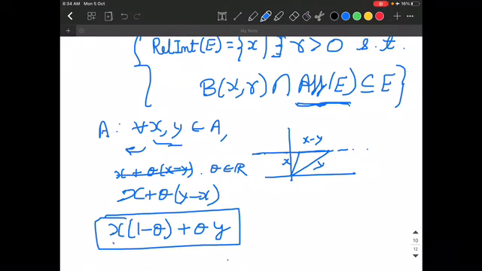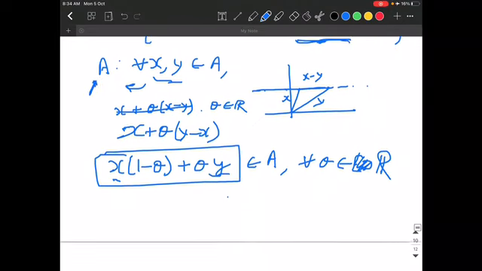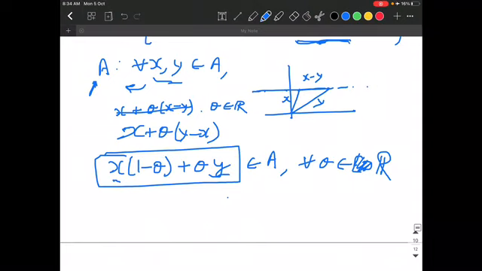So for every x and y, this combination x times (1 minus theta) plus theta y should also belong to A for all theta belonging to the set of real numbers. If a set satisfies this property, then it is said to be an affine set. So now coming to what an affine combination is. Basically this combination of these two points x and y is called an affine combination of points x and y.